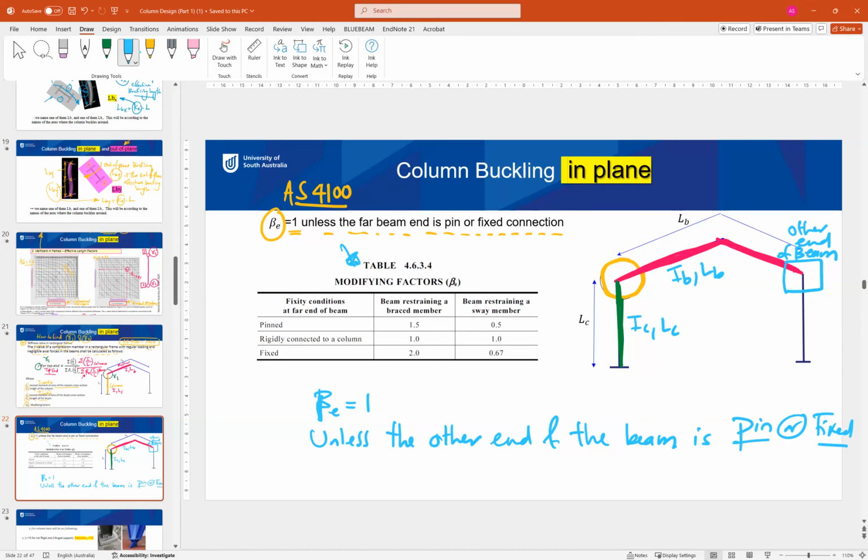So Table 4.6.3.4 for beta E gives us the value of beta E if the far end is not a normal connection, or if it is bent or fixed. If it is bent and the column is braced, beta E will be 1.5. If it is sway, beta E will be 0.5. If it is fixed and a braced member, it is 2. If it is a sway member, 0.67. So based on the far end, you will find how much beta E is.